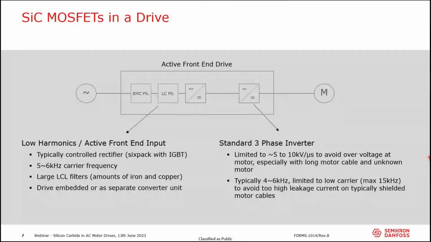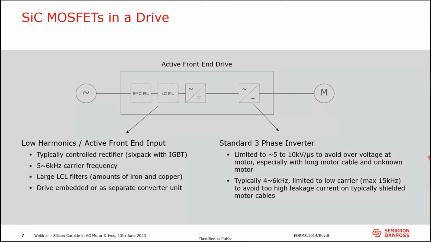And most of the time, these are separate components, but there are also on the market some drives that have everything embedded. But it's a challenge to do this because, as I said, those filters are bulky and it's not so easy. So I looked at the active front-end part to see what happens if we use silicon or silicon carbide here. What is the impact on the module and also on the filter size?